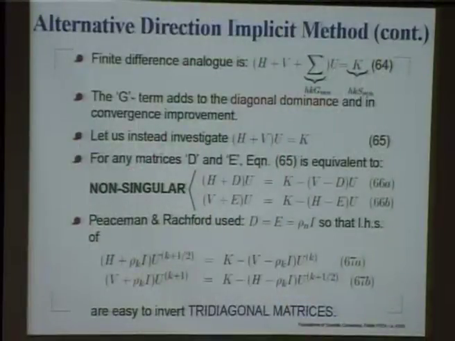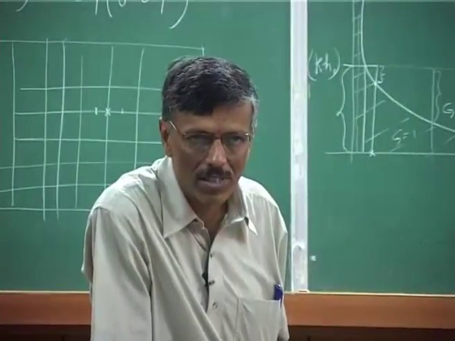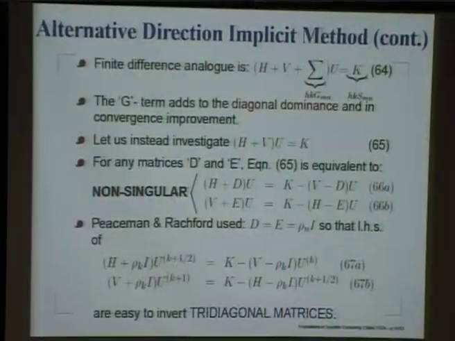What I have written down here is what Peaceman and Rachford suggested, that you purposely take this D and E matrix as strictly diagonal matrix. And how do you do that? Well, you just define D and E equal to some acceleration parameter, which we will talk about shortly, given the notation rho n times the identity matrix.